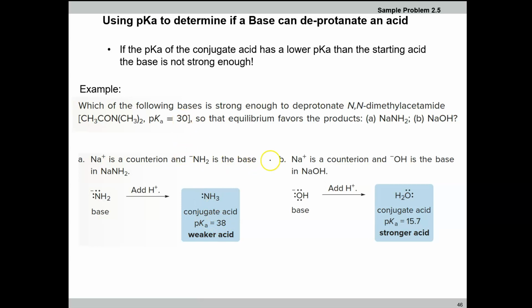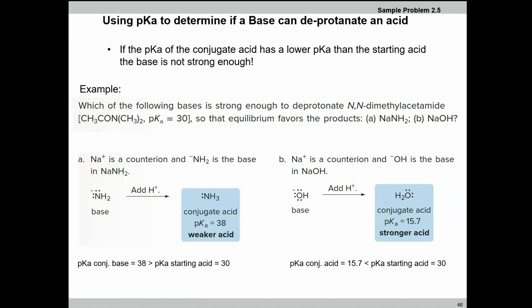For B, we have hydroxide as the base from sodium hydroxide, and we're going to add this proton from this compound. The pKa is 30 versus 15.7 for the final acid, so this chemistry isn't going to work. Nothing's going to happen because the product is a stronger acid. It's going to fight its way back in the other direction and maintain the reactants. So this one would not proceed.